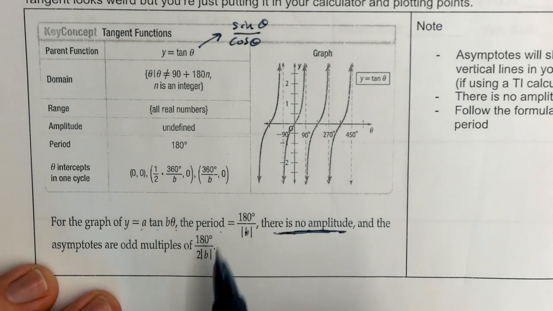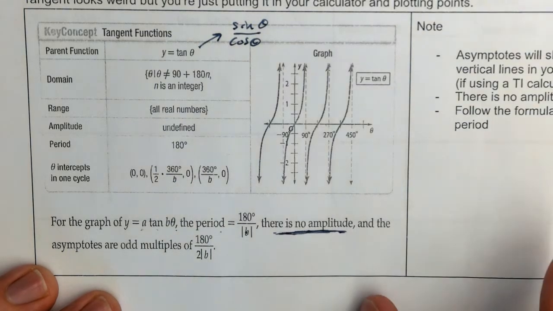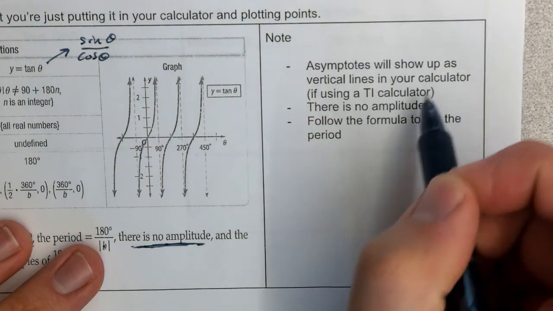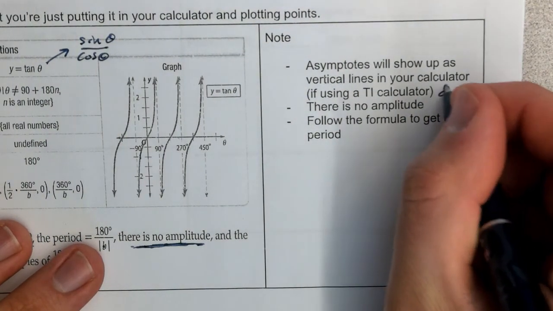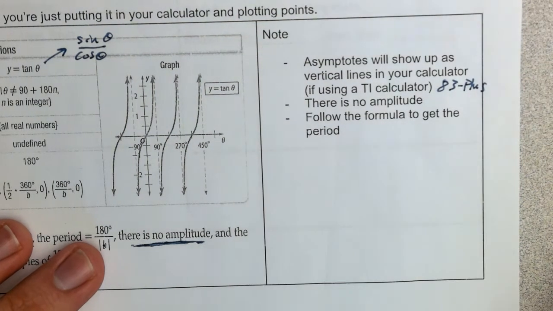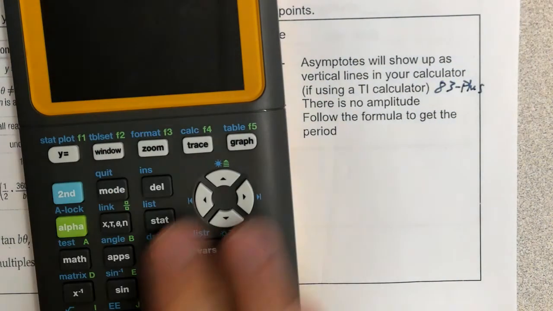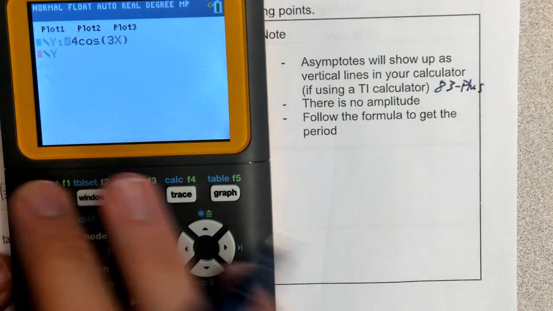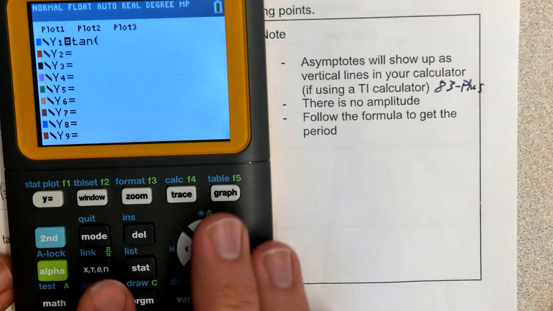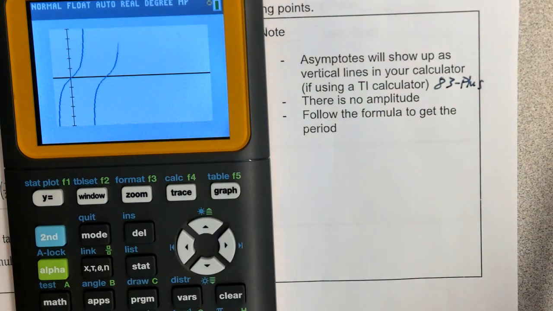The asymptotes are always at odd multiples of 180 over 2b, okay? So a couple notes over here. Asymptotes will show up as vertical lines in your calculator if you're using a TI-83 plus. If you're using one of the 84s, or the 84 colors, then you'll be fine. If we just put tangent in here and graph it, you'll get smooth curves. It doesn't draw in the asymptotes, so then you're fine.